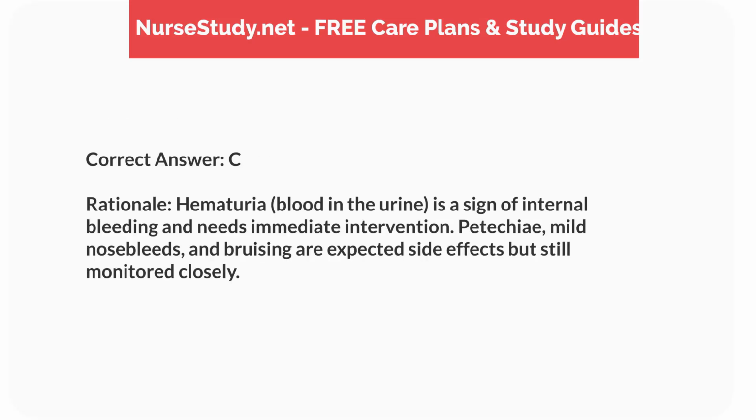Correct answer, C. Rationale: hematuria, blood in the urine, is a sign of internal bleeding and needs immediate intervention. Petechiae, mild nosebleeds, and bruising are expected side effects but still monitored closely.